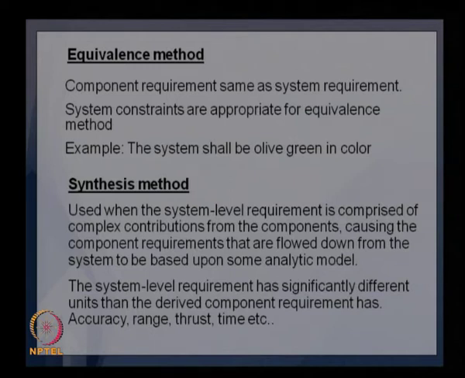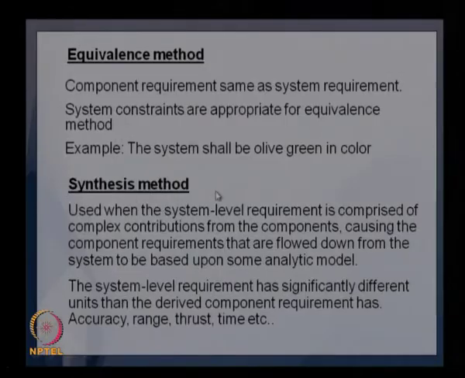So in these cases, the requirement at the system level is given in one unit, but the components are in different units. So we need to have some kind of mathematical modeling or an analytical method to allocate these system wide requirements to components. So there we go for the synthesis method. There are different synthesis methods. We will see the methods at a later stage, but this is one of the important methods by which we allocate the system wide requirements.